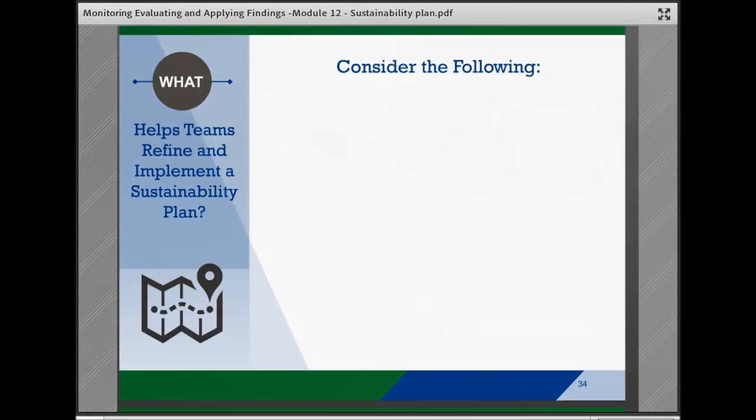What helps teams to refine and implement a sustainability plan? Teams should consider the following questions together when thinking about planning for sustainability.